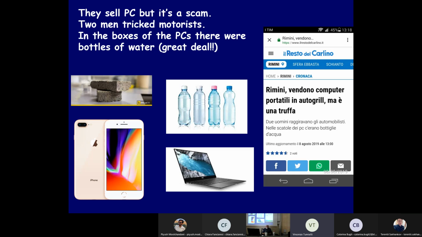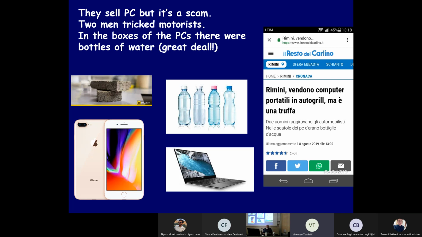The concept of isoster is illustrated in this picture. This is an article in Italian from the Resto del Carlino, the most typical newspaper of Rimini. And you see there are two guys on a motorway and they try to sell iPhones at a low price.